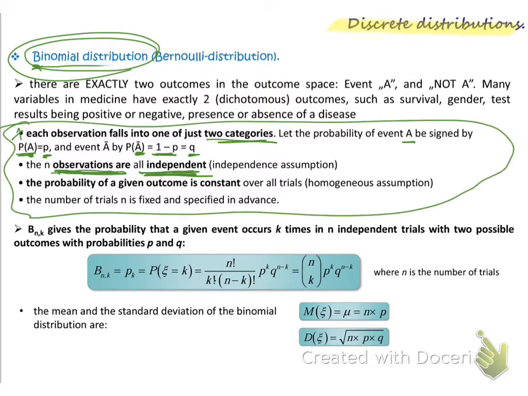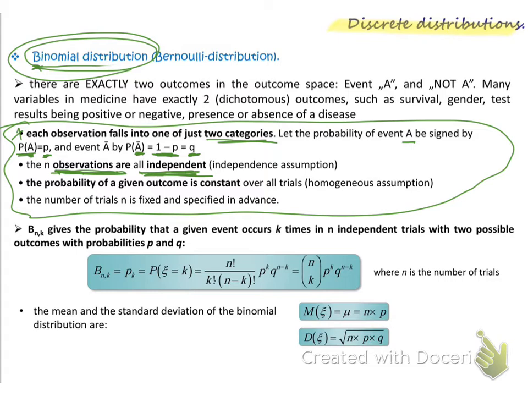What are these criteria? I have only 2 categories. My observation falls under 2 categories, like positive, negative, survivor, not survivor, male, female, presence, non-presence. And I have to know that Q equals 1 minus P. The probability of the complementary equals 1 minus the initial probability.